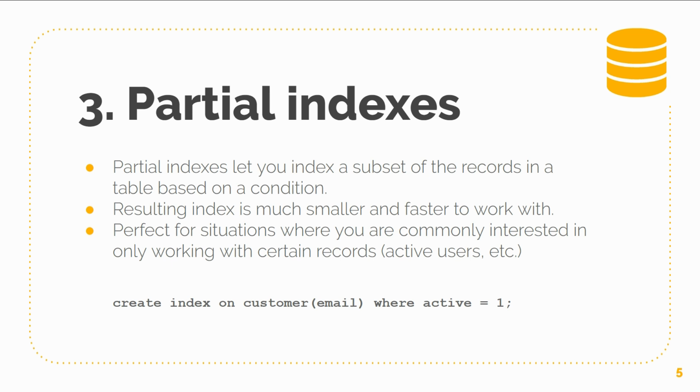A third technique for improving the performance of your queries is using partial indexes. Partial indexes let you index a subset of the records in a table based on a given condition. So you don't index an entire table, you just index some smaller subset. And of course then, the resulting index is much smaller and it's much faster to work with. So as in the example here, you could create an index on the customer table on the email column, and you specify a WHERE condition, so WHERE active = 1. If you're commonly querying the customer table for that email column, and you often include that condition where active is 1, then the index will get leveraged and your query will be faster.